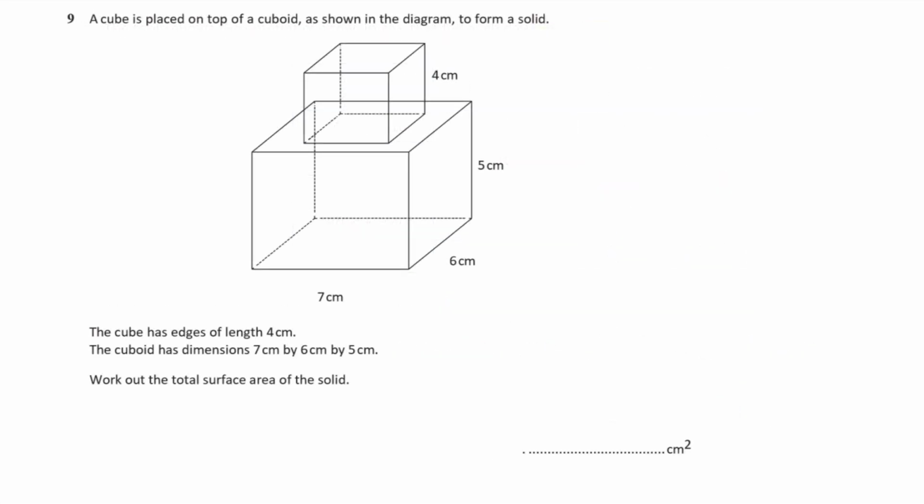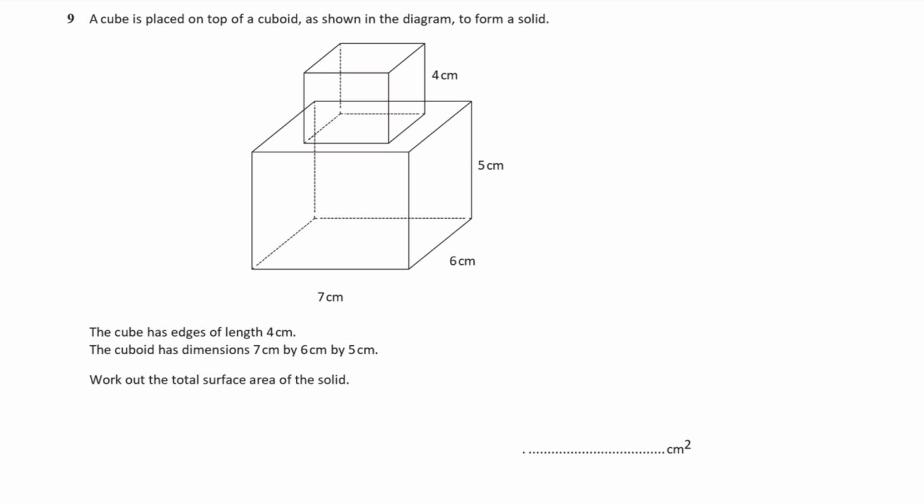Question 9. A cube is placed on top of a cuboid as shown in the diagram to form a solid. The cube has edges of length 4 centimetres. The cuboid has dimensions 7 by 6 by 5. Work out the total surface area of the solid.